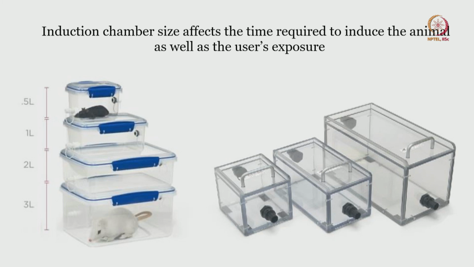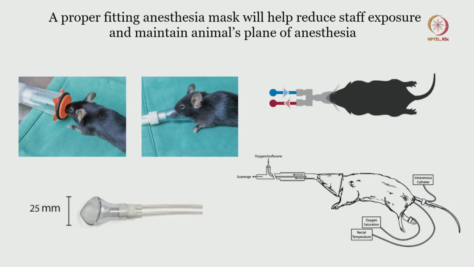So these are the different sizes in which the induction chamber is available, and this is how it would look. It affects the time required to induce the animal as well as the user's exposure. That is very important to understand. The smaller the size, the less anesthetic gas it may hold, and it might take a longer time to induce the rat. But it is a very important component, and it is always good to have an induction chamber.